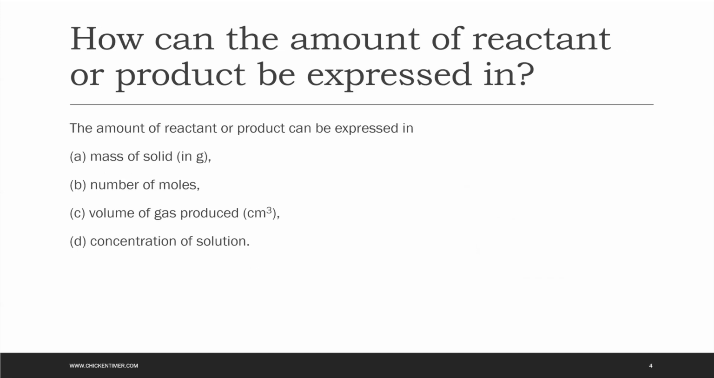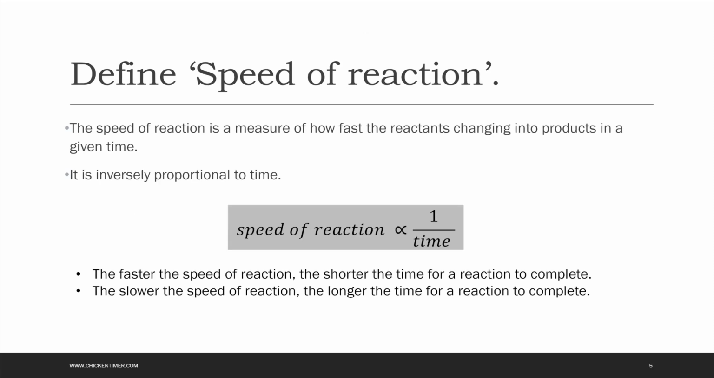That's true. So the amount of reactant and product, you can express in mass, number of moles, the volume of gas produced, and concentration of solution. Then the definition. Well, there's still the inverse proportion. Your teacher would have removed the inverse proportion sign, and will probably just tell you this. But the teacher probably never tells you this. The equation and the statement that it is inversely proportional to time is probably more for the more mathematically inclined people.